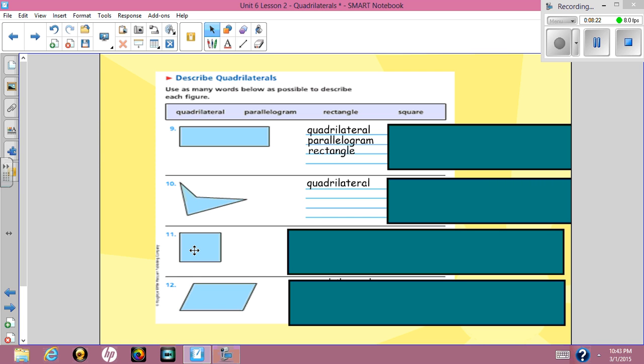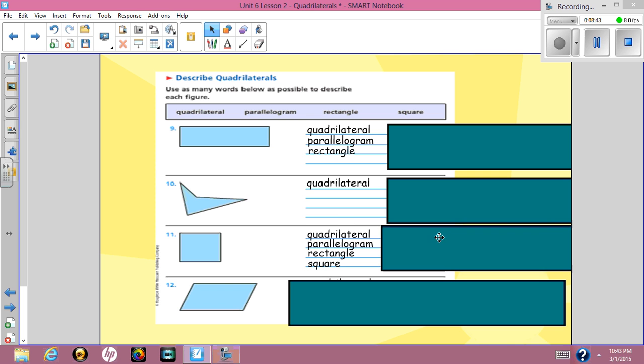This is a square. Does it fit the category of quadrilateral? Yes. Does it fit the category of a parallelogram? Yes. Does it fit the category of a rectangle? Yes. Does it fit the category of a square? Yes. This figure fits all 4 attributes: quadrilateral, parallelogram, rectangle, and square.